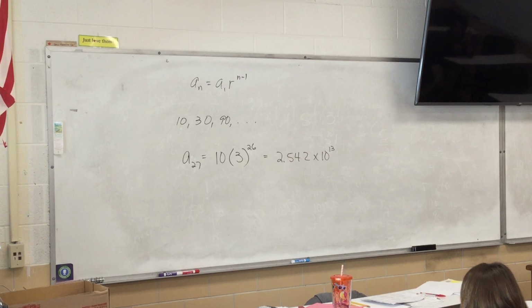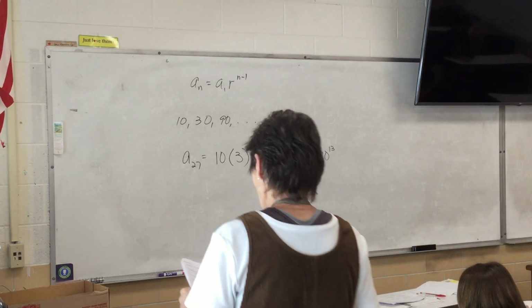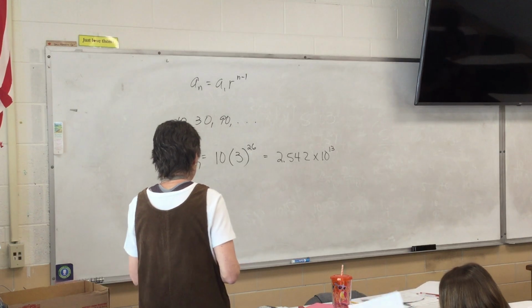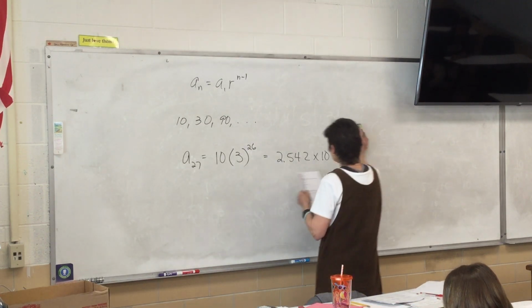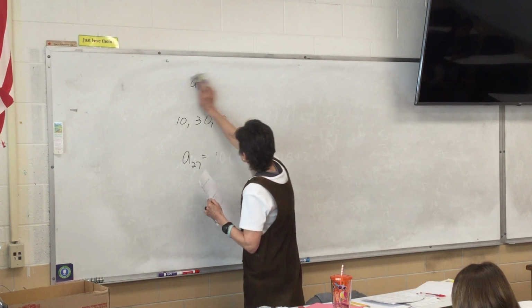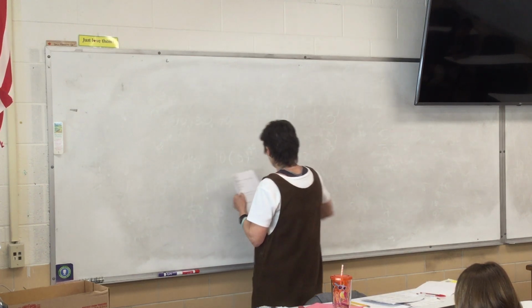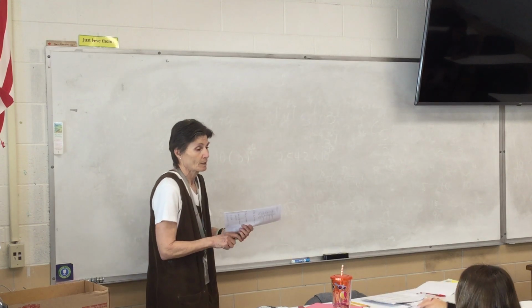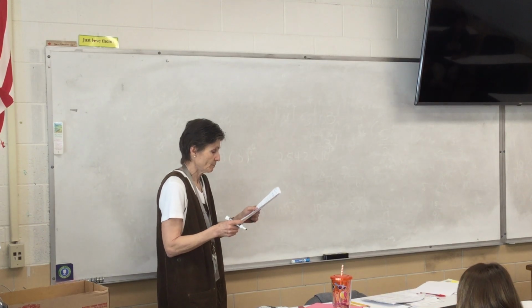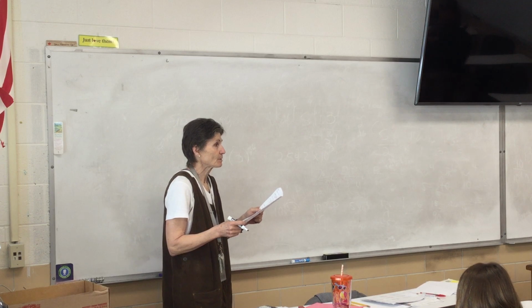On the sheet called Pre-Quiz 9.4, 9.5, we did the first problem already. We identified the sequences as arithmetic or geometric. We did that already. So now we're ready for number 2. All right, so everybody's where we're supposed to be?